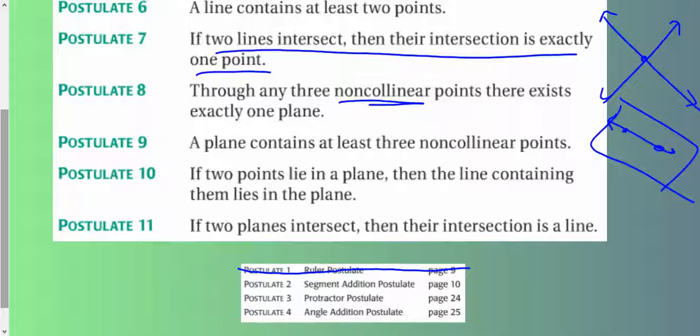We did talk about segment addition, and we did not talk about number 3. So if you're wondering why we started at number 6, that's why. We actually talked about 2 and 4 in this class. So number 10 says, if 2 points lie in a plane, then the line containing them lies in the plane.